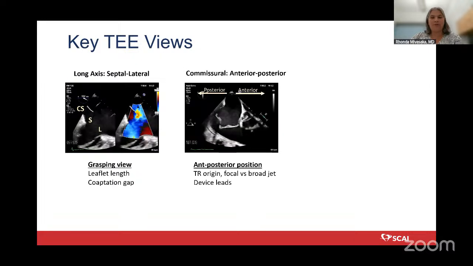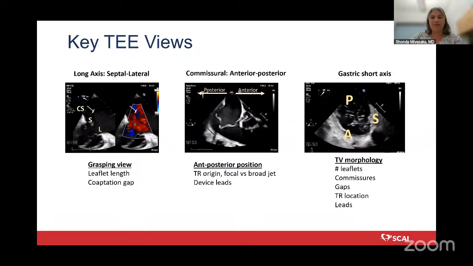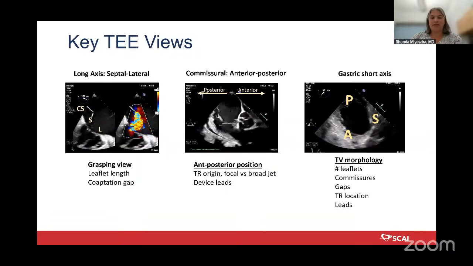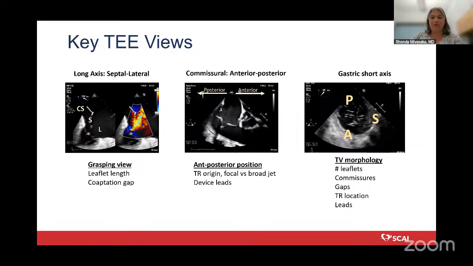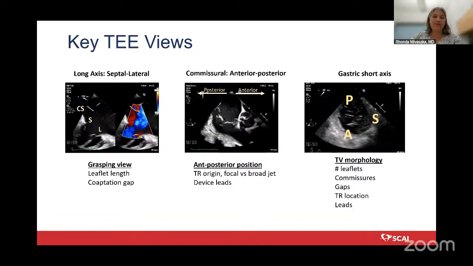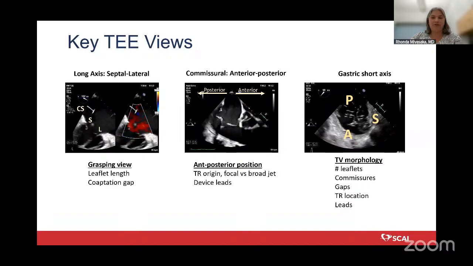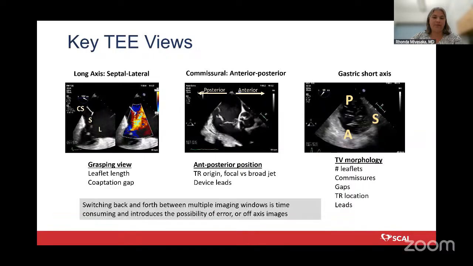We need a commissural view that lays out the valve from anterior to posterior. This tells us where our TR origin is, if the jet is focal or broad, and the location of device leads. And then we've got our short axis view that tells us our tricuspid morphology, the number of leaflets, where our commissures are, coaptation gaps, TR location, and leads. And so whenever we're doing our tricuspid evaluation, these are the views that we always want to make sure that we have to understand our tricuspid anatomy.